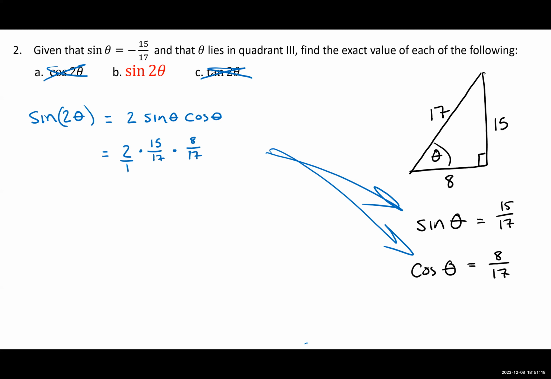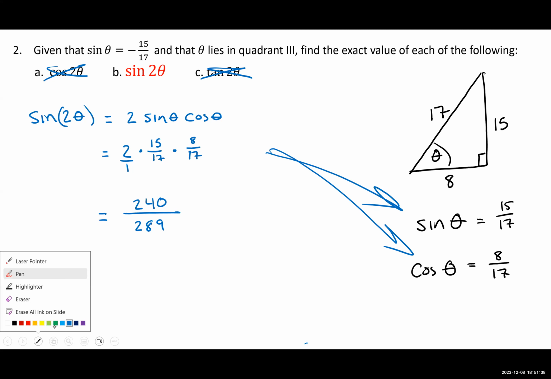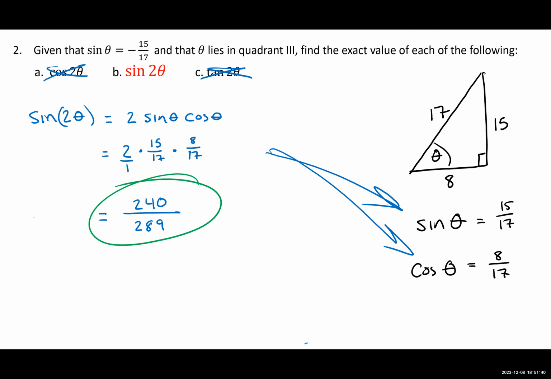We can put that 2 over 1. So now we got 3 fractions. Top times top times top. 2 times 15 is 30. 30 times 8 is 240. On the bottom, 1 times 17 times 17. Well, that's going to be 289. All right, so sine of 2 theta, it's going to be 240 divided by 289.